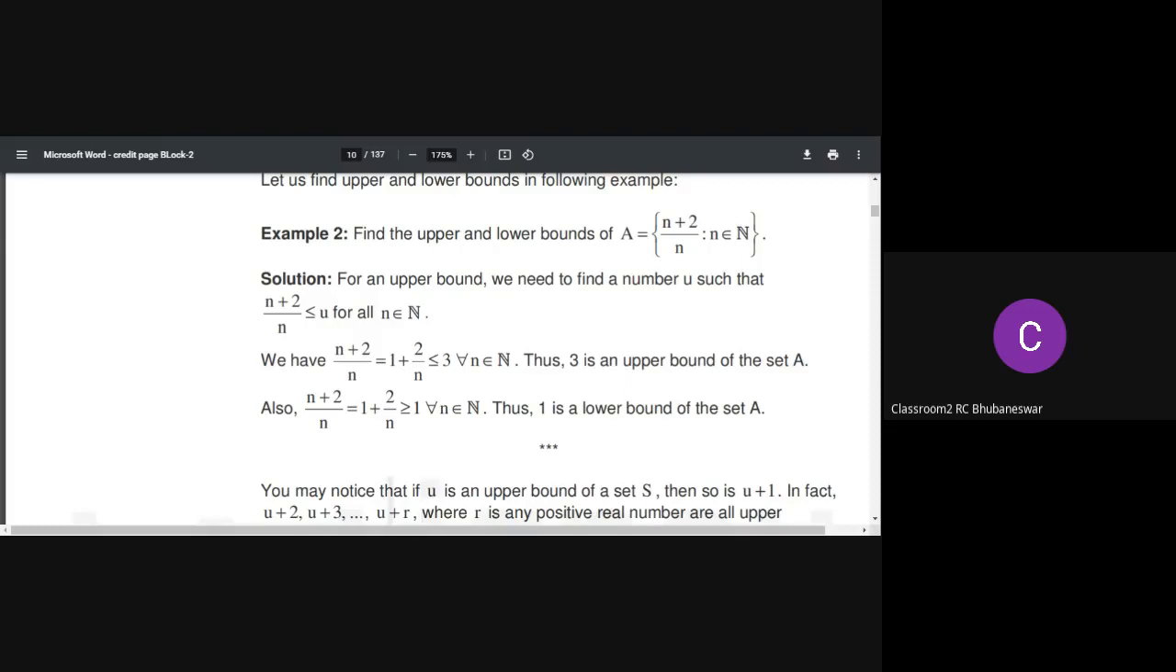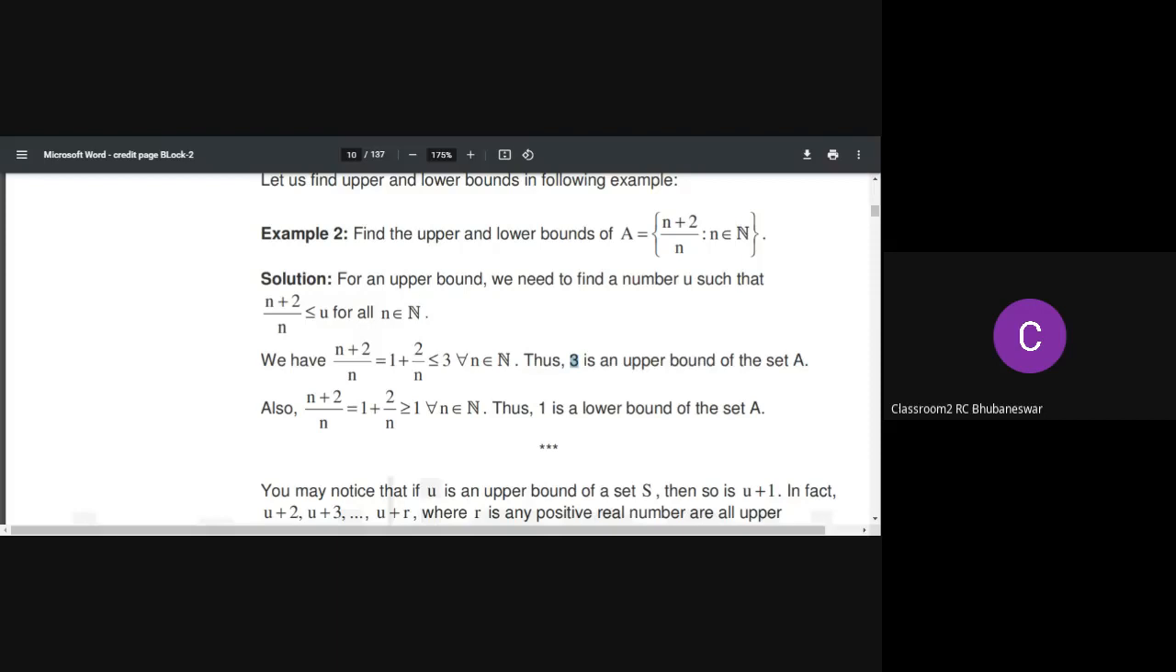The meaning is that every element of the set S cannot be greater than the value 3. Its value must be less than or equal to 3. That's why 3 is known as the upper bound. This 3 is known as the upper bound of the set S.